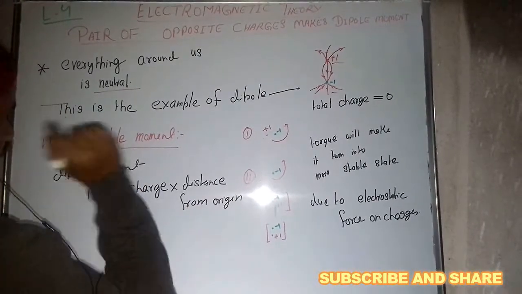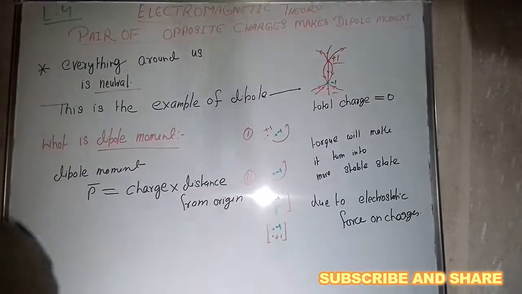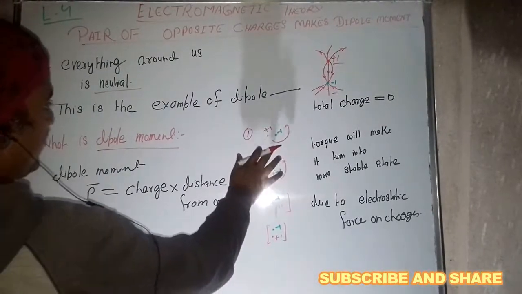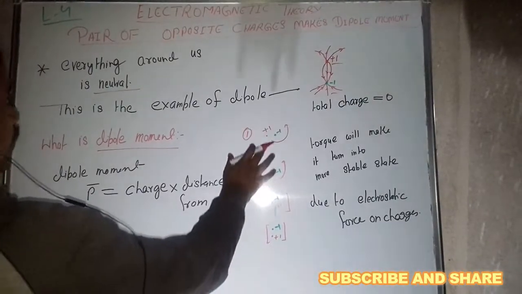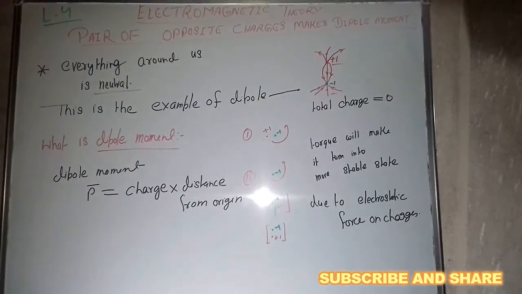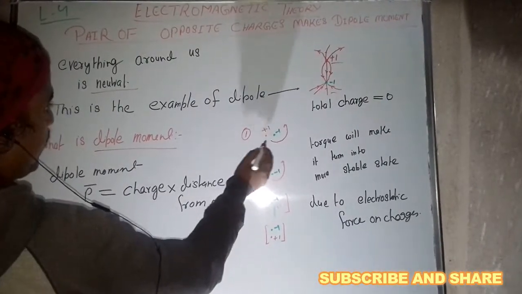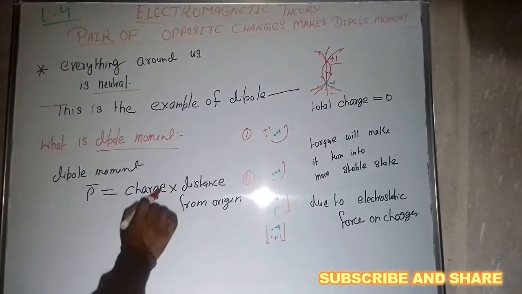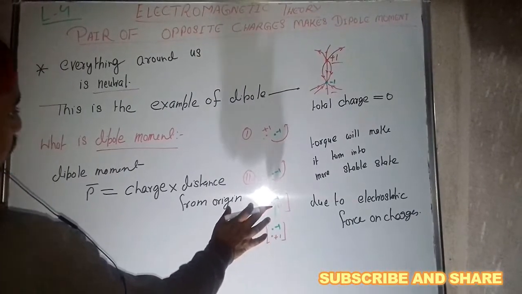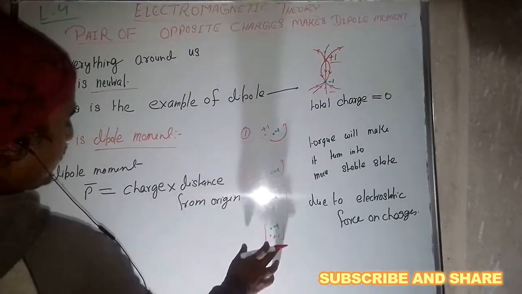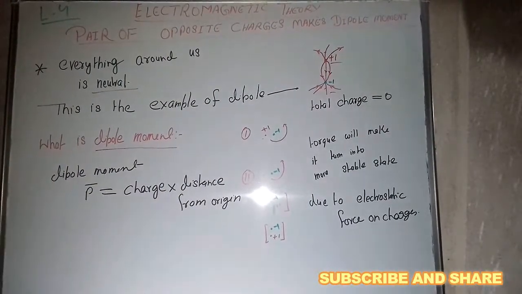Because if we leave this pair, it will feel some torque, so that the opposite charges will align themselves to each other. It means it will rotate, and the rotation will be such that the positive part of one dipole will come near the negative part of another dipole, and this is called dipole moment.